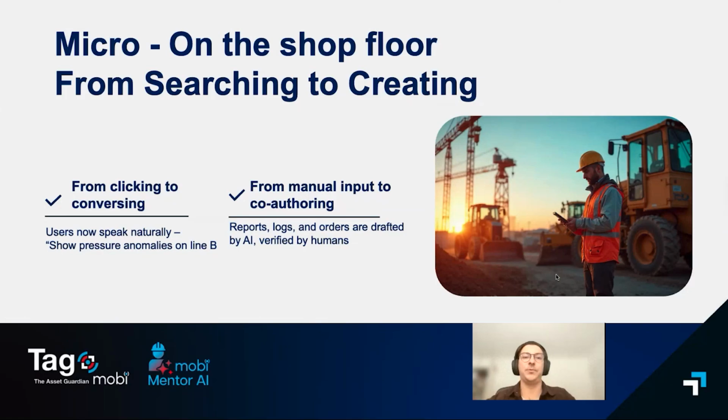So if we wrap this up, what does this mean, or what's the transformation you can hope for at the micro level, on the shop floor? If you look at the checkboxes we have, going from clicking to conversing, users will now chat with the system: "Show me the last 5 work orders on vessel 1." Rather than going to asset management, putting a filter, going to vessel 1, going through submenus, we'll see more and more users chatting with the system and going from manual input to co-authoring.